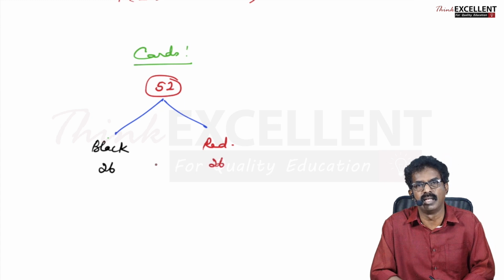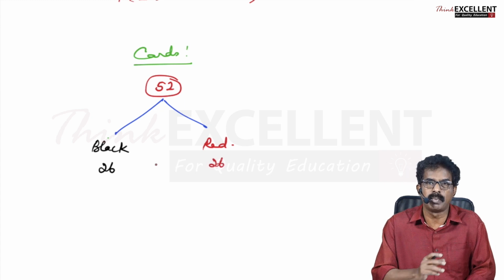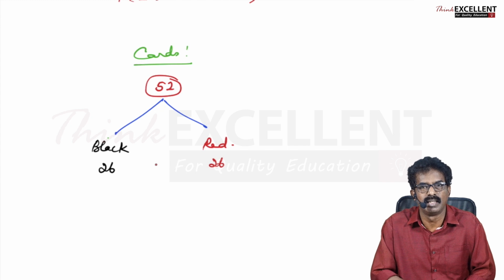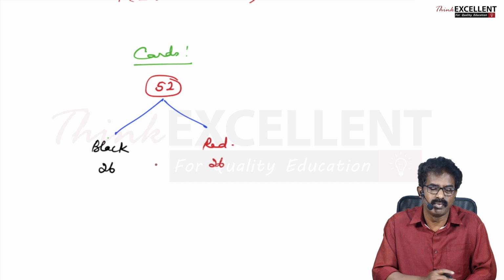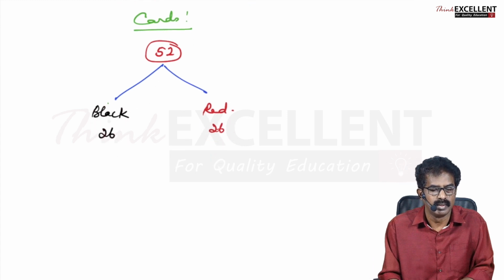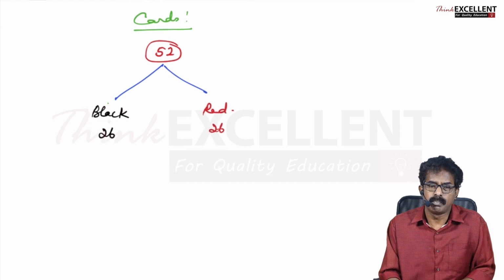Now I am asking a question. What is the probability of getting a black card? What's your answer? Denominator 52. Black cards, how many black cards are there? 26. So your answer is 26 by 52. Cancel, you will get 1 by 2. What is the probability of getting a red card? 26 by 52, right?